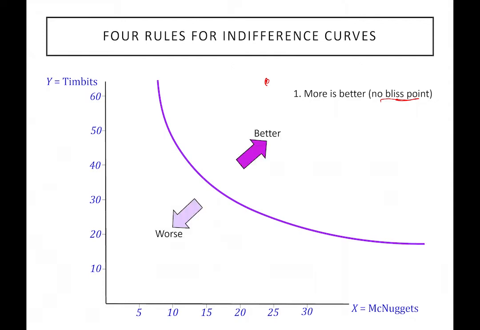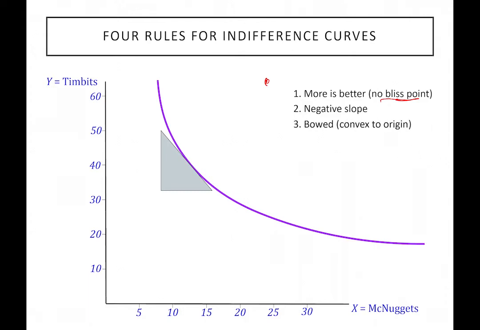Second, draw it this way, better being going to the upper right-hand side, worse being lower left, towards the origin. The indifference curves always have a negative slope. The logic here is that in order for an individual to accept giving up something like Timbits, we have to offer the person more of the other thing, McNuggets, let's say. Now, that trade-off, the slope of the indifference curve, is going to depend on the individual. This also means, identically, that indifference curves are bowed, they're convex, the technical term, convex to the origin. They have this particular shape.